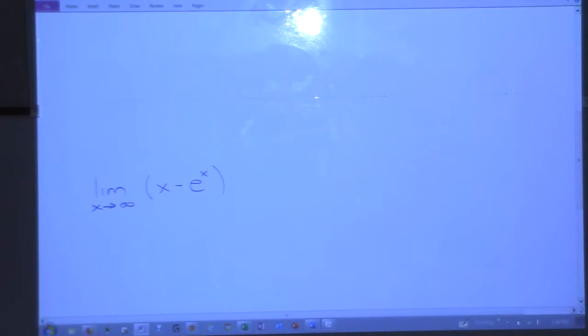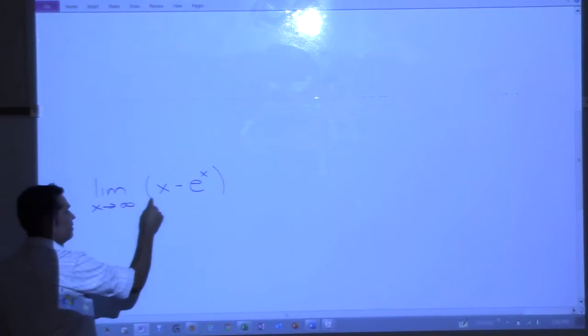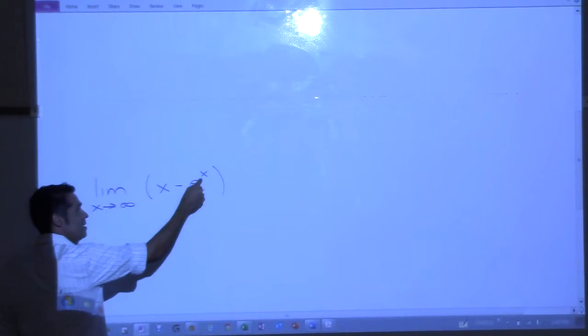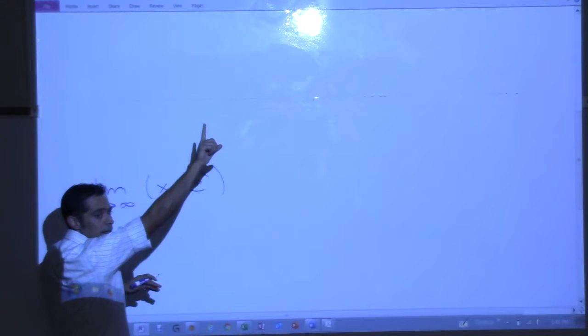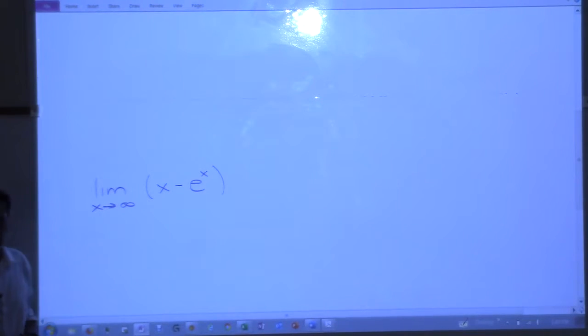X minus e to the x. All right, do we have infinity minus infinity? As x becomes infinite, that's infinite, right? Minus, what's e to the infinity? What does the e function do as you go out to the right? It goes up to infinity, right? So we have infinity minus infinity here.